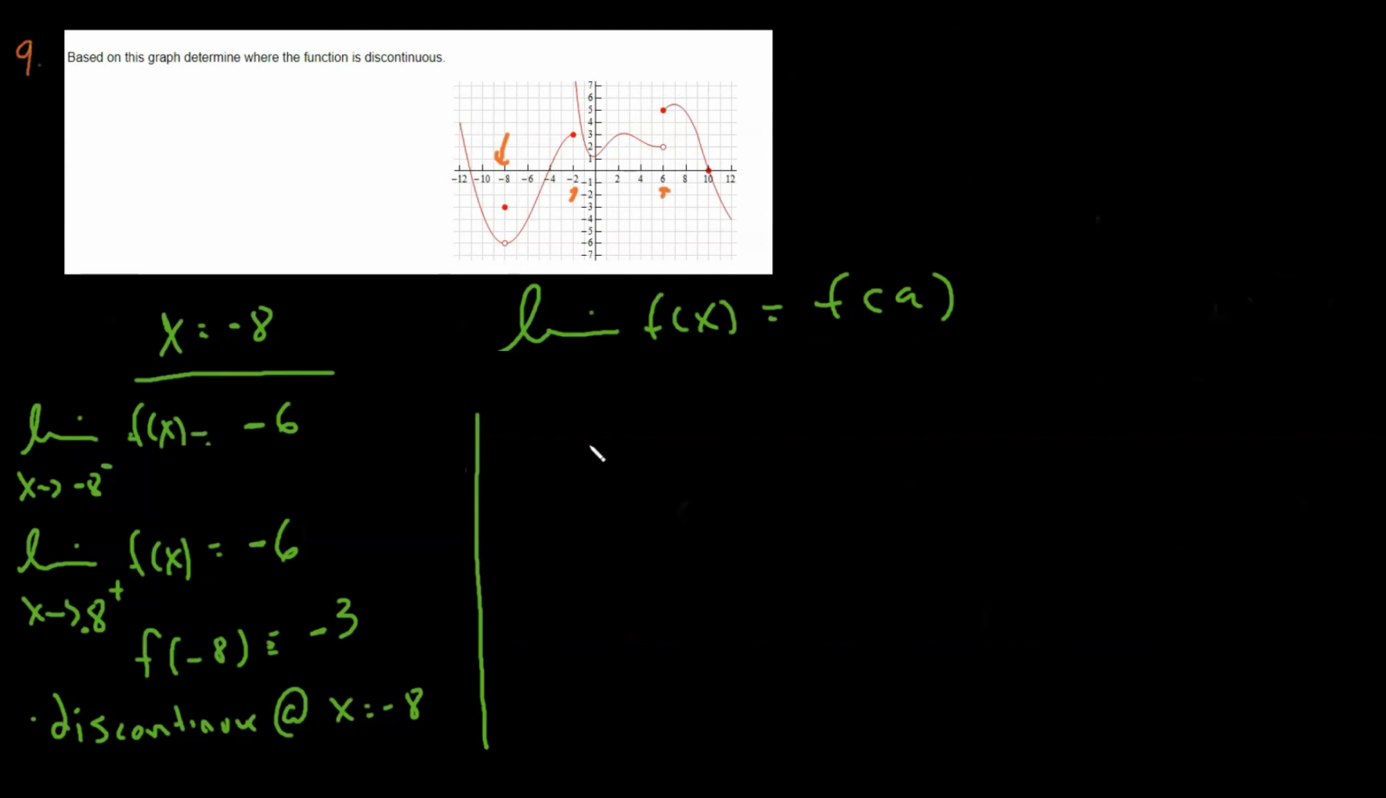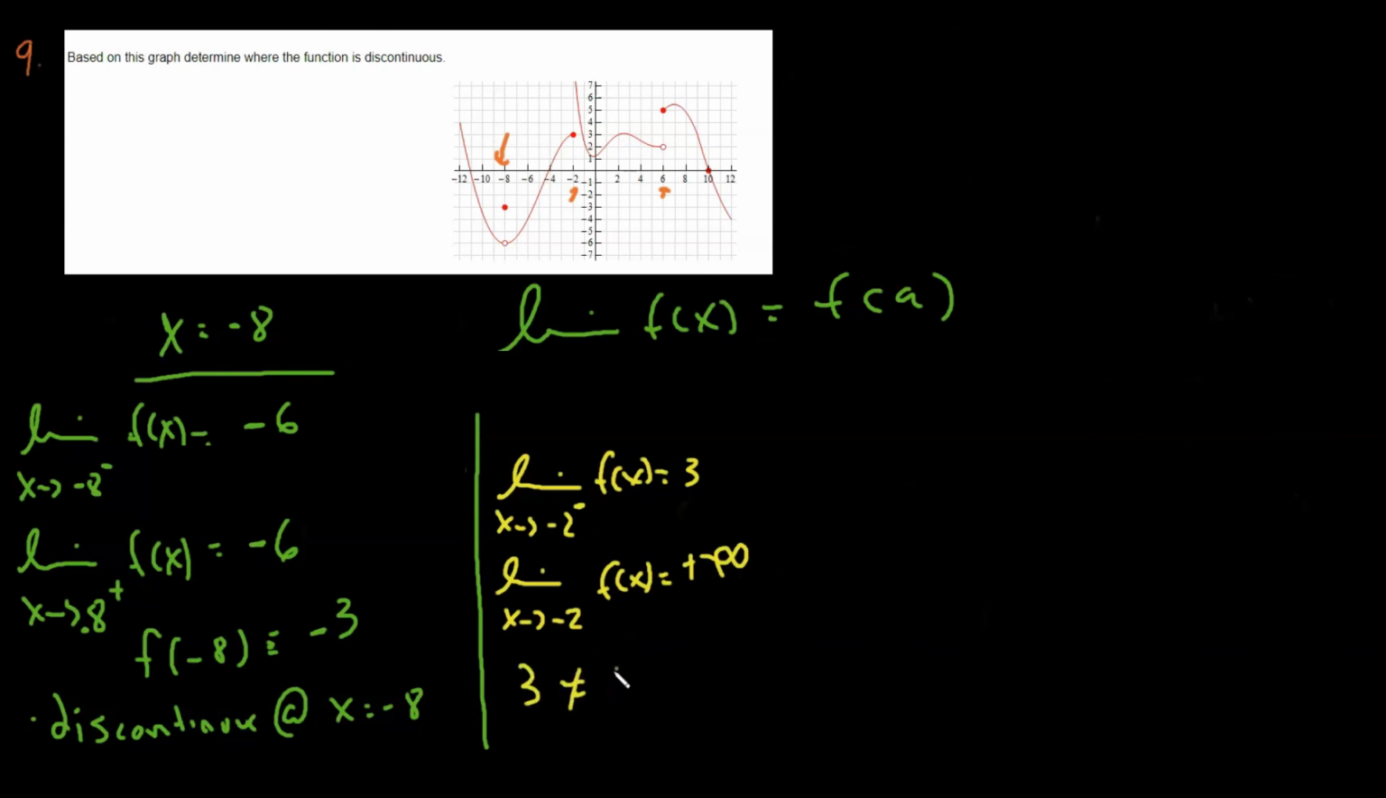Let's go ahead and do -2. Limit as x approaches -2 from the left. As we approach -2, we get to a value of 3. Limit as x approaches -2 from the right. So we use this segment here, we approach -2, but we see that it goes off to positive infinity, and 3 is not equal to positive infinity, so it's discontinuous at x equals -2.